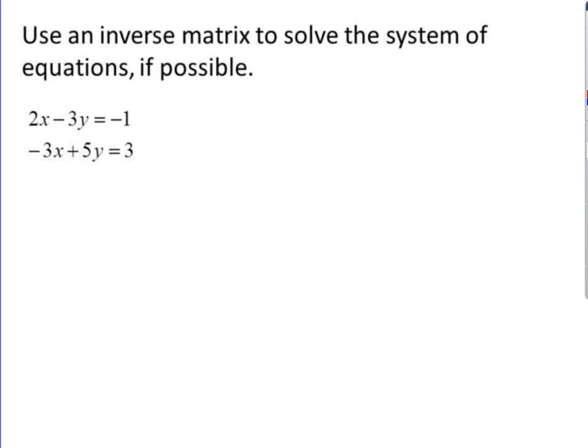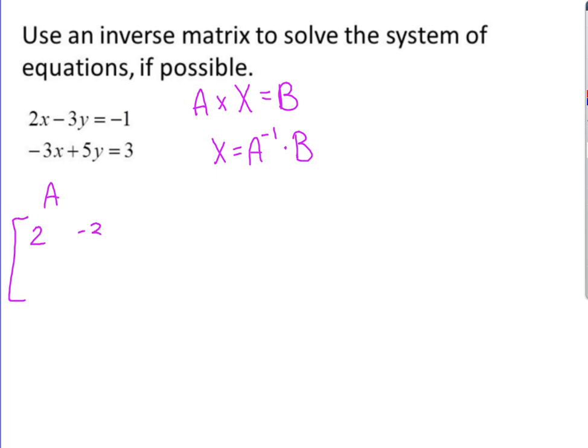So the first thing we need to do is decide if we can find the inverse. Our equation is going to be matrix A times matrix X is equal to matrix B. But we want to get the matrix X by itself, so to take matrix A to the other side, we use the inverse, and so we'll do the inverse of A times matrix B. Now first, our matrix A is our coefficient matrix, so it'll be 2, -3, -3, and 5. Matrix B is your constants, which is -1 and 3.